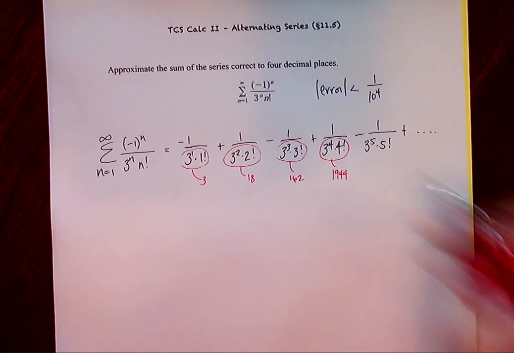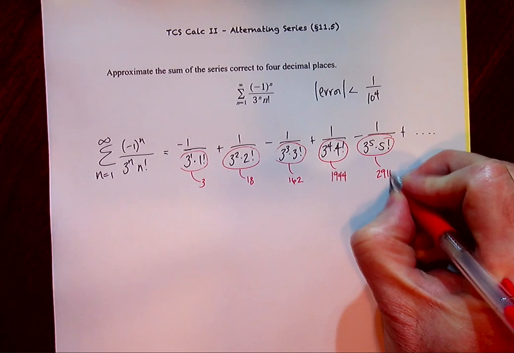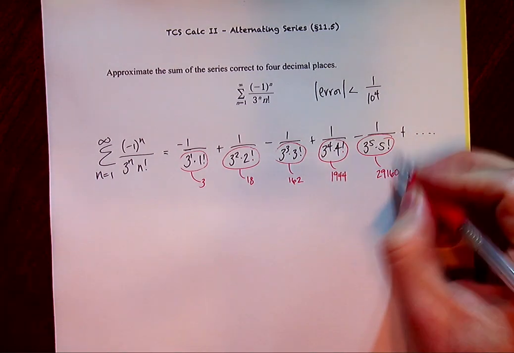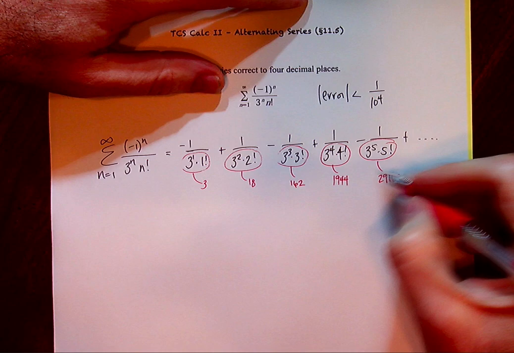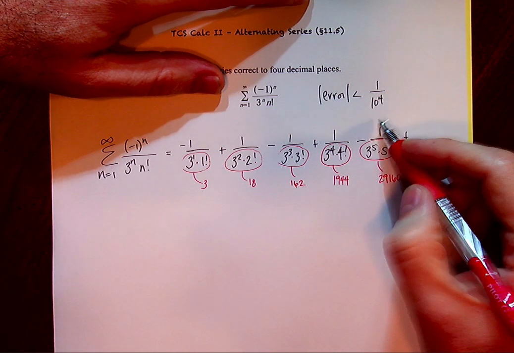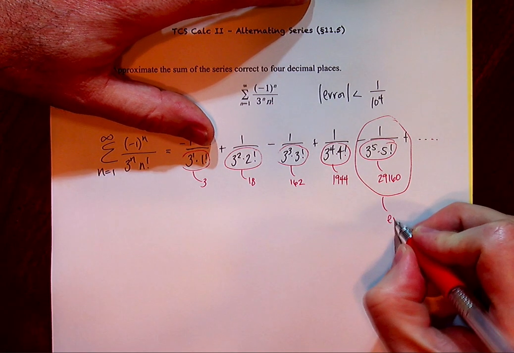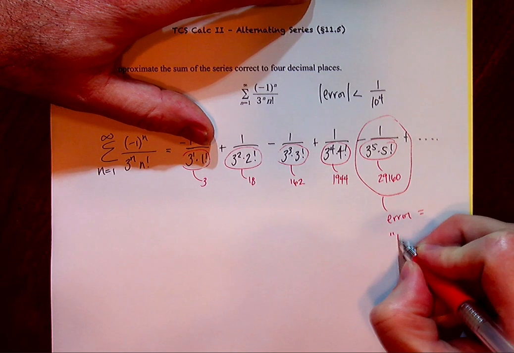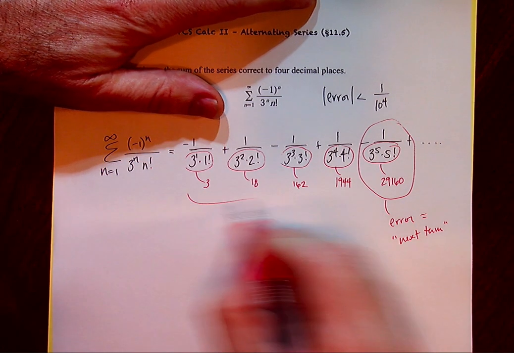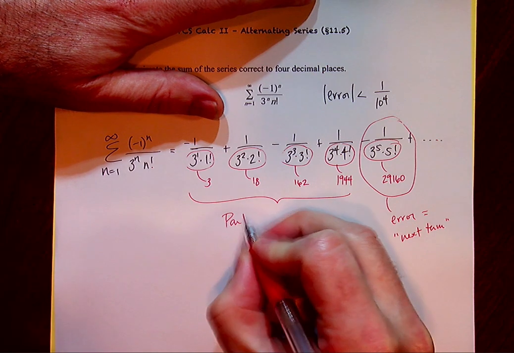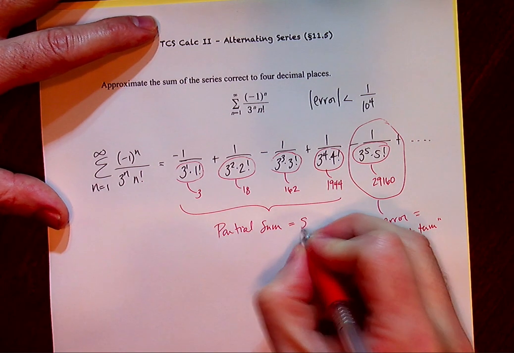I'm assuming that this next one is going to be my last term. And basically that has a denominator of 29,160. That denominator is larger than 10 to the 4th. Therefore, the value of that term is less than 1 over 10 to the 4th. That means that this right here is my error, which makes it also my next term, right? And I keep saying next term because if that's my next term, then my partial sum is everything that precedes it, and that partial sum is going to be s sub 4.